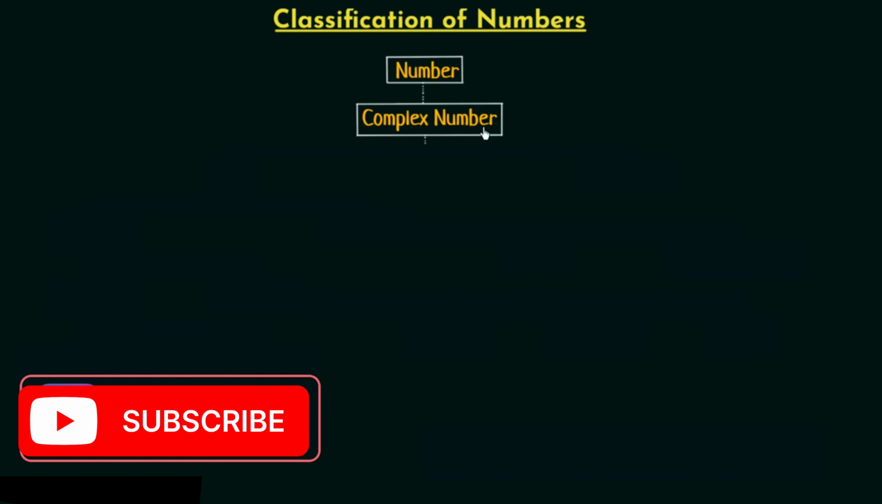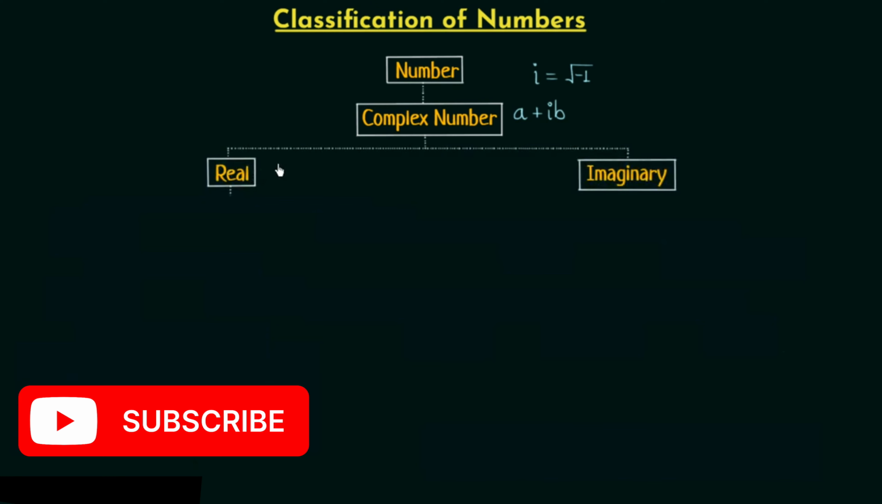We all know that the complex number form is a plus ib, where a and b are the real numbers. We will see what are real numbers, and i is the imaginary unit, and this i is equal to under root minus 1. Now, depending on the value of a and the value of b, complex number can be classified into two types. The first one is real number.